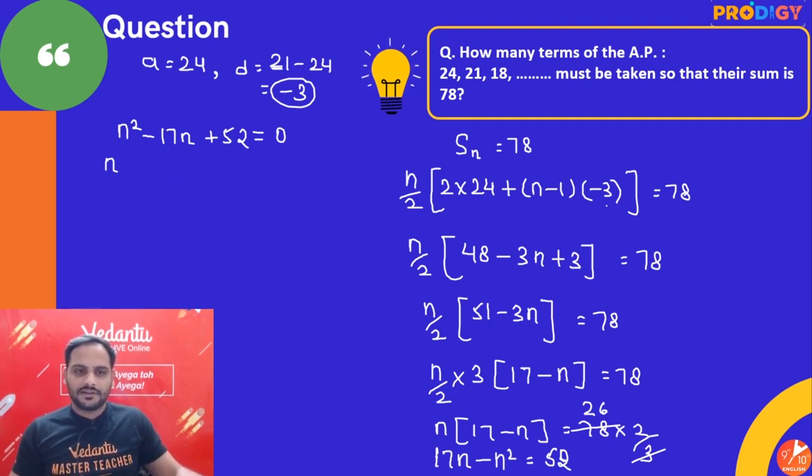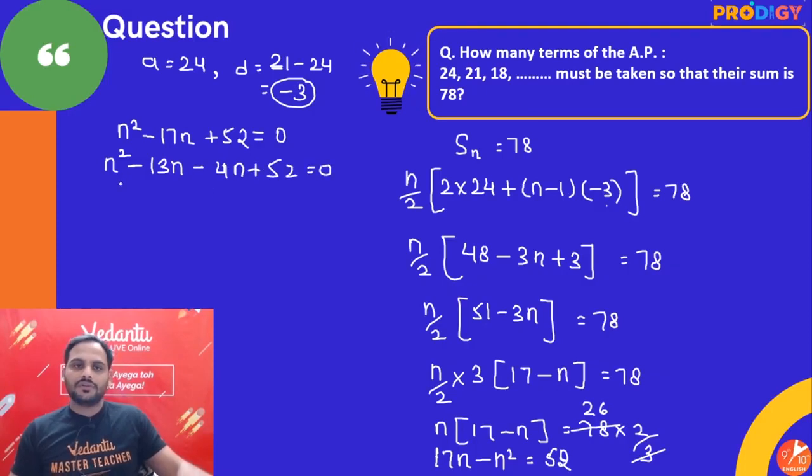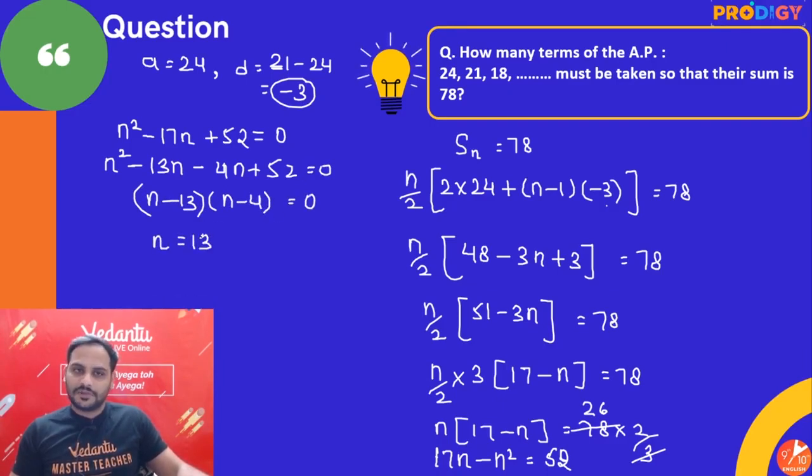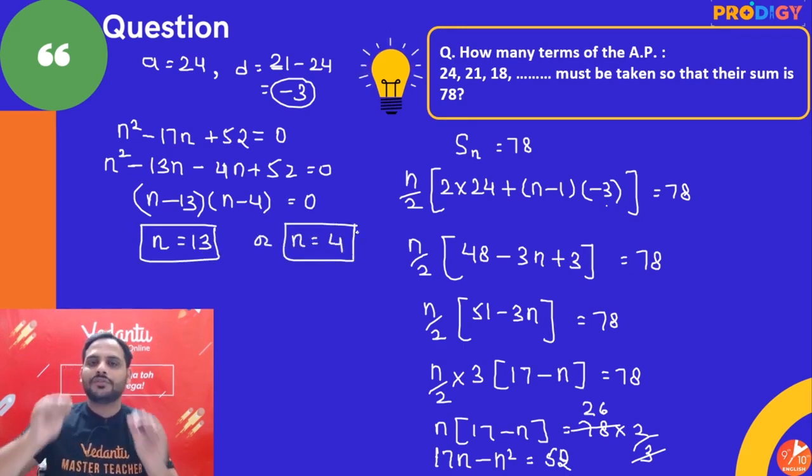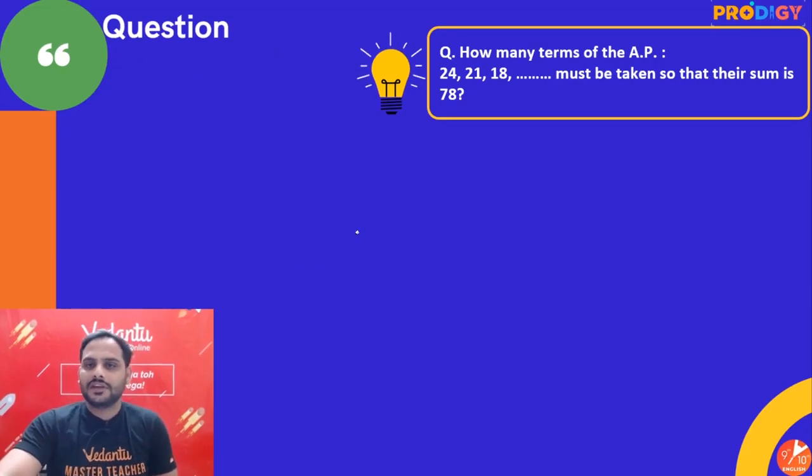13 fours are 52. If I do the splitting, I'll get n square minus 13n minus 4n plus 52 is equal to 0. So when you do, you'll get n minus 13 into n minus 4 is equal to 0. So we got two answers. n can be 13 or n can be 4. Both will be correct answers.